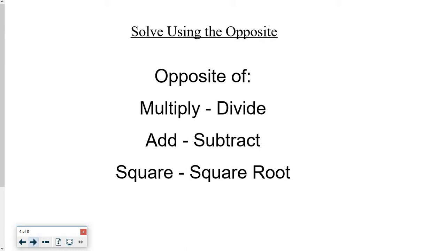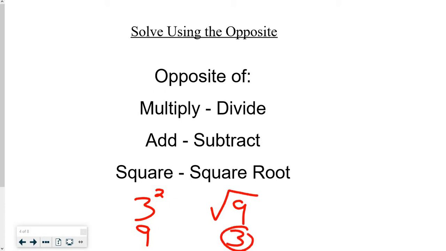The opposite of multiply is divide. The opposite of addition is subtraction. The opposite of a square is a square root. So every time you have 3 squared, that equals 9. The opposite of 9 squared is a square root, which equals 3. So these numbers are the same.